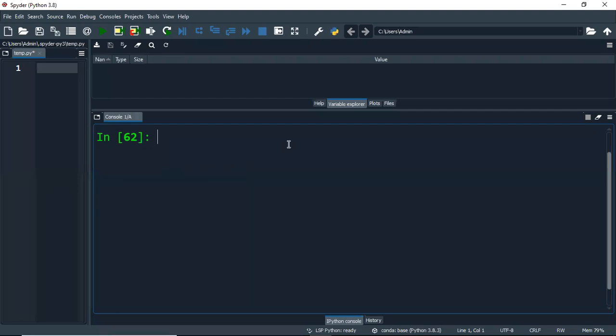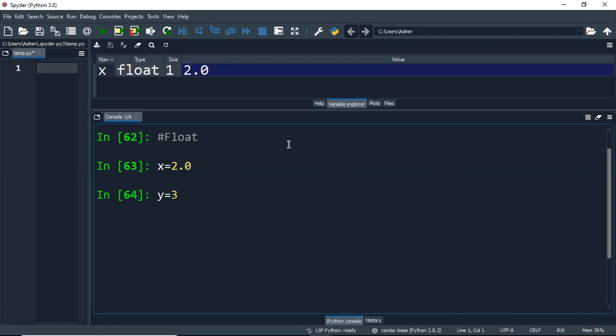Now we'll see the demo for arithmetic operations. I just give the comment as float, since I'm going to define two float variables. I give x equal to 2.0, y equal to 3.0. Now I just add these two, so I give addition, and now I give x plus y.